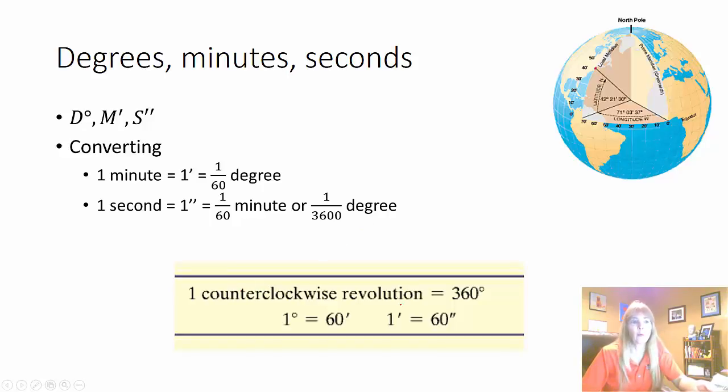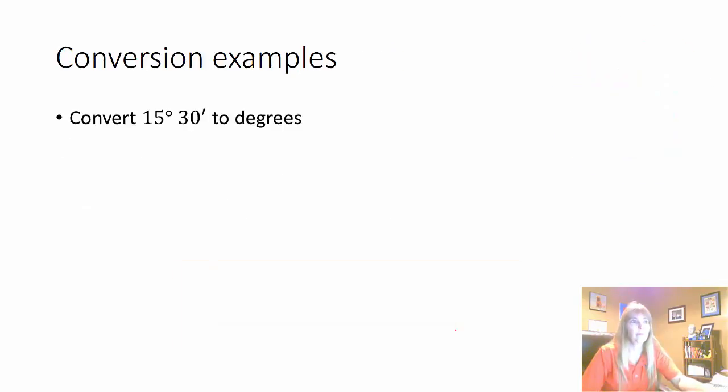Once again, a counterclockwise revolution all the way around is 360 degrees. If you only go 1 degree, just barely, that's the same as 60 minutes. And then once again, 1 minute is the same as 60 seconds, which is the same as what we're used to.